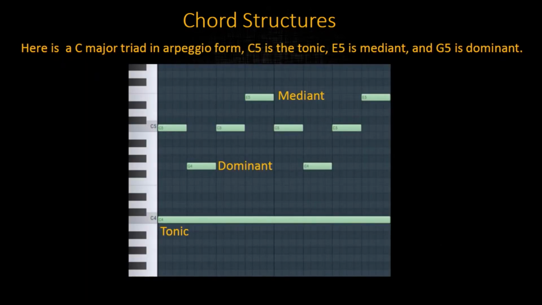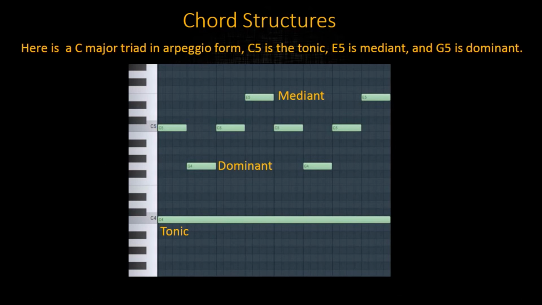Now, we have our two primary structures. We have our block chords, and then we have our broken arpeggio chords. Now this is very common, and it's going to be common in the later lectures that I teach when we actually start producing some music. So now we have a C major triad in arpeggio form. We have C5 that's tonic, E5 is the median, and G5 is the dominant.